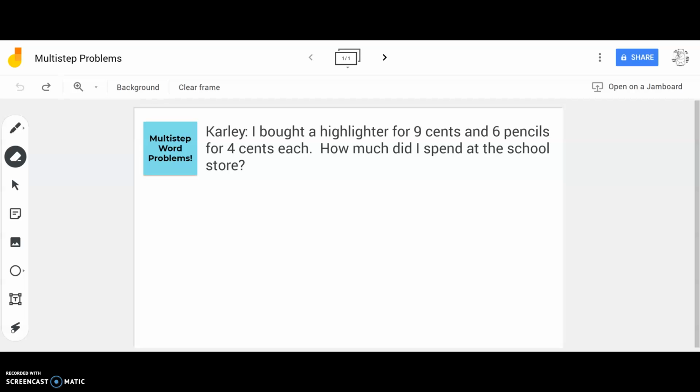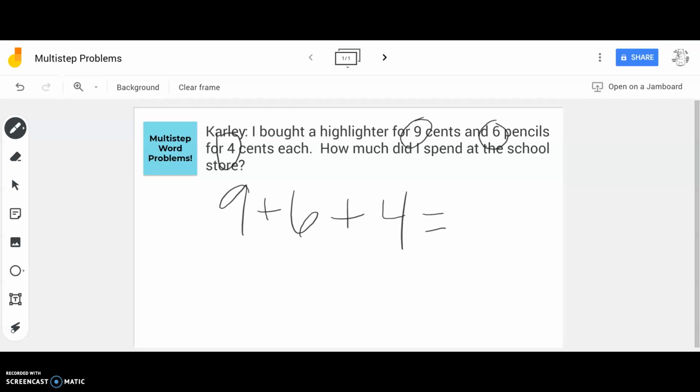Well, spending means adding things together. So I'm going to take my 9, 6, and 4, and I'm going to add them together. But I'm going to put cents. I am actually going to use a variable. I have an equation. I have a label. I'm done. How much did you spend? Spend 19 cents. But I did nothing that we learned in those videos.